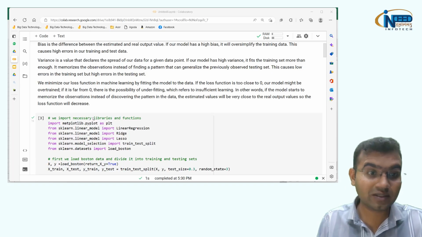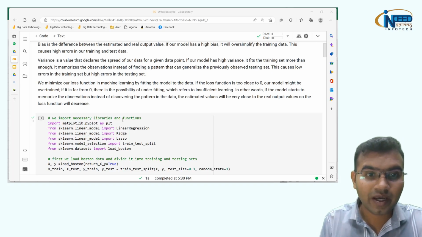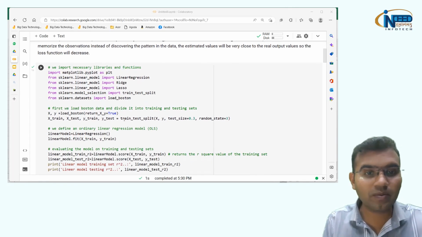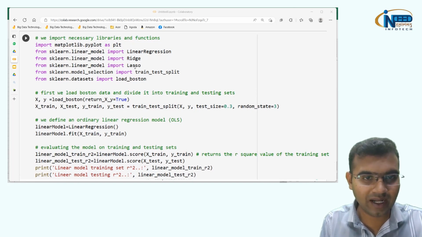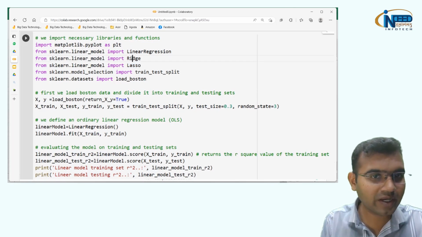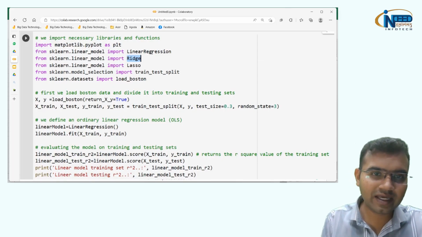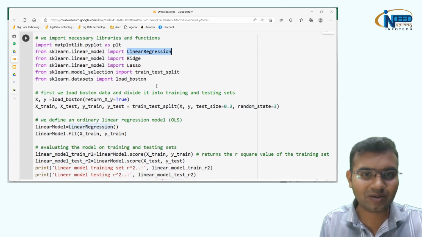So therefore, this is the first approach of lasso regression. Now here you can see we have implemented lasso regression on the Boston dataset. From sklearn.linear_model, import Lasso, and in a similar way import Ridge also. And we have already seen linear regression.